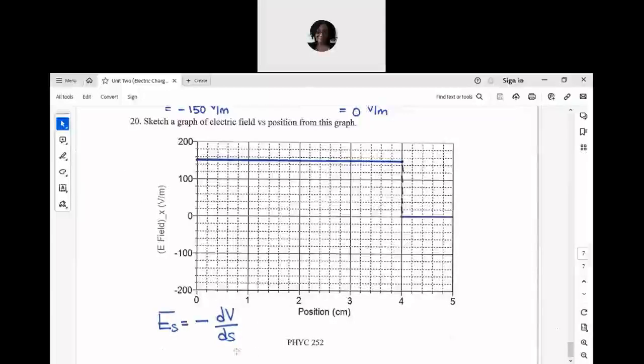In other words, the negative of the derivative of potential with respect to position is equal to the electric field.